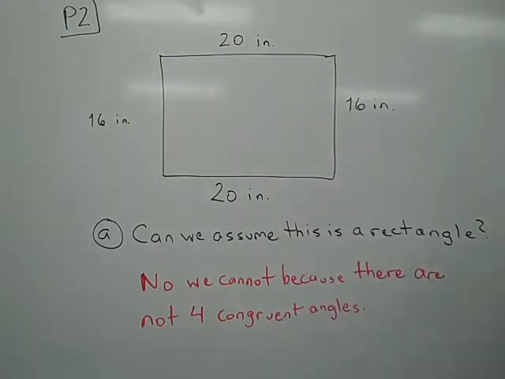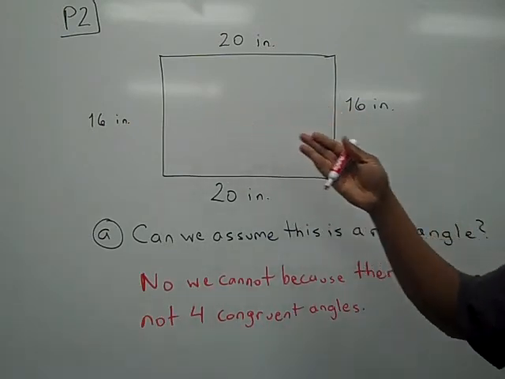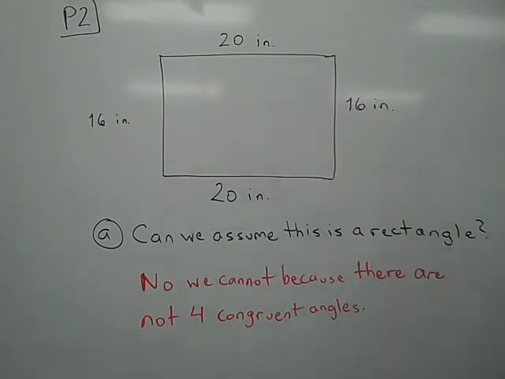Okay? All right? So just because the sides opposite each other are congruent, we cannot just say it's a rectangle. Right there tells us that it's not a rectangle.